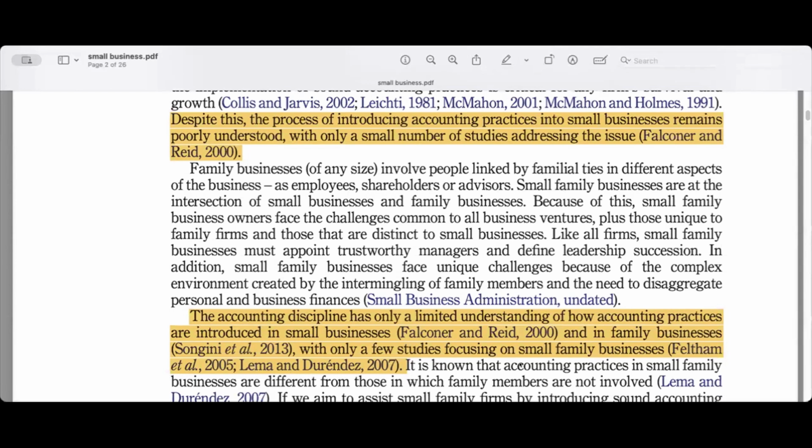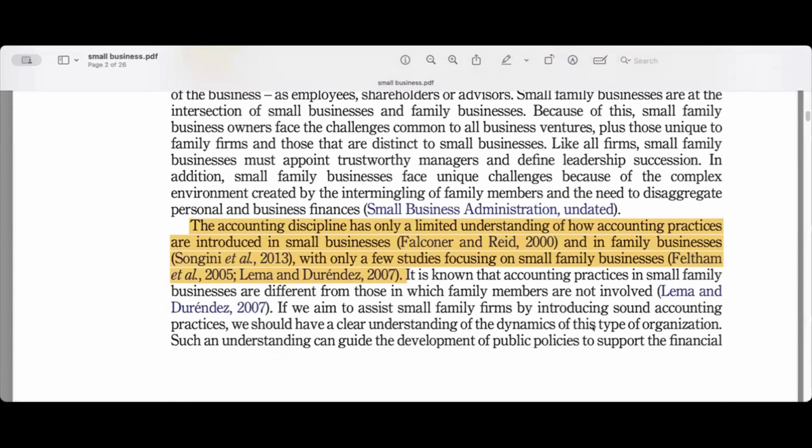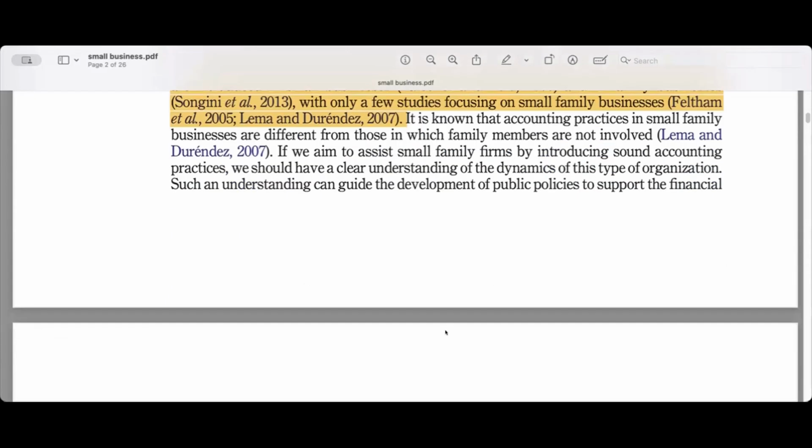So it goes on to say that it is known that accounting practices in small family businesses are different from those in which family members are not involved. If we aim to help the knowledge area of small family firms by introducing some accounting practices, we should have a clear understanding of the dynamics of that type of organization. Such an understanding will help us develop the right policies to help them.